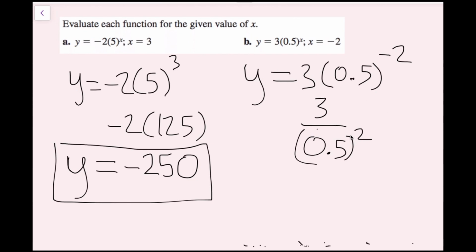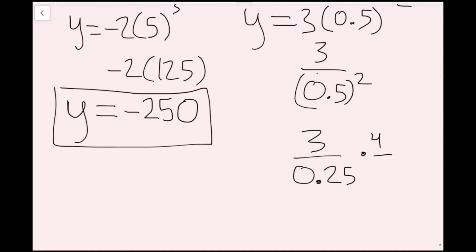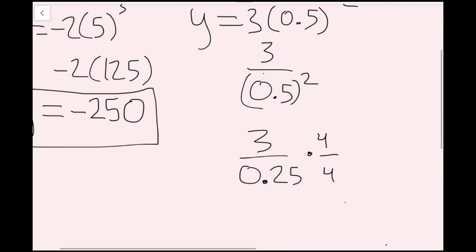Well, I know 0.5 squared is 0.25. That's 0.5 times 0.5. So now I have 3 over 0.25. Well, I can multiply 4 on the top and bottom to cancel this 0.25 out, and that'll just become 1. So really this just simplifies to 3 times 4, which is going to be 12. So that is the answer for part B, and now we're done with this one.